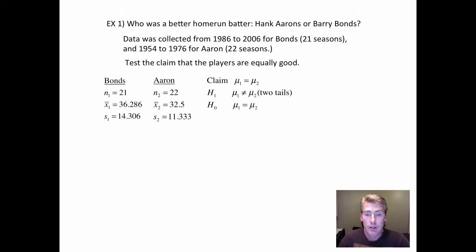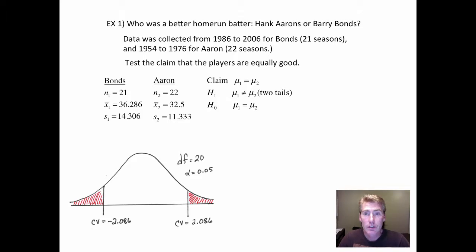The claim is that they're equally good, and by now I'm sure you've got it down how this works. This one's got to be the opposite when this says equals. This is now a two-tailed test, and we're going to be using t. So table A3 says we need to know degrees of freedom, so that means you take the smaller one, subtract 1, degrees of freedom is 20.